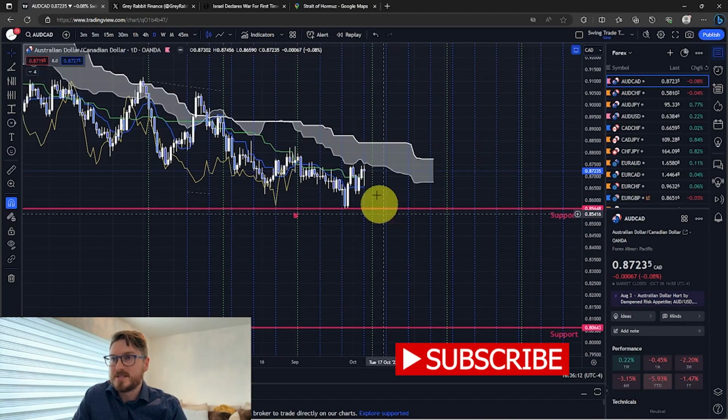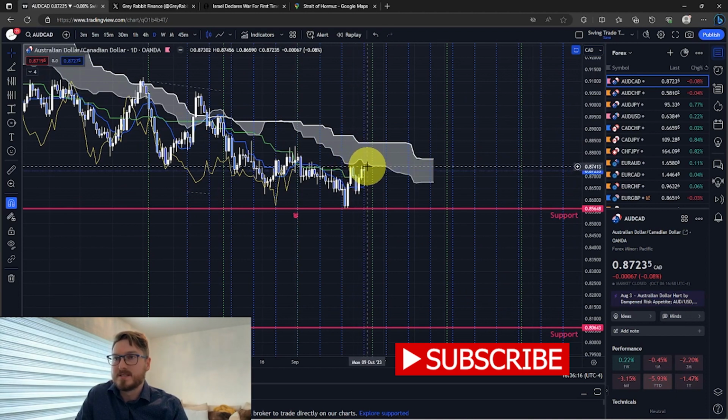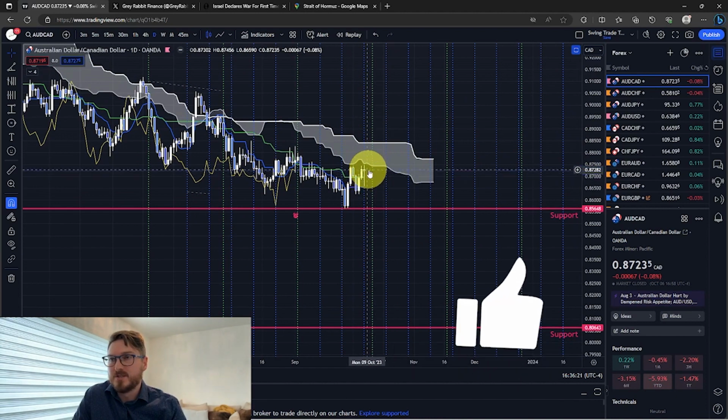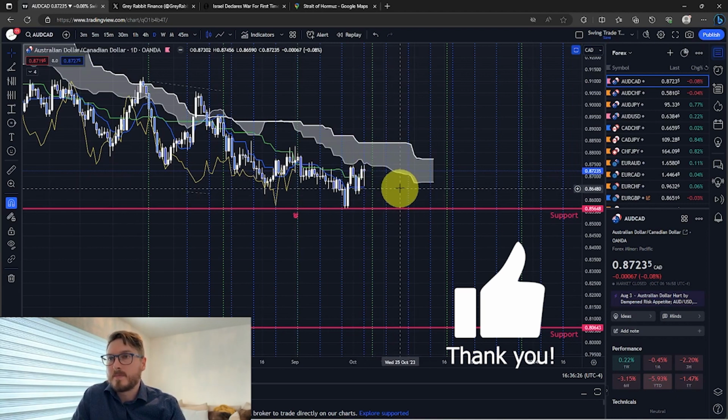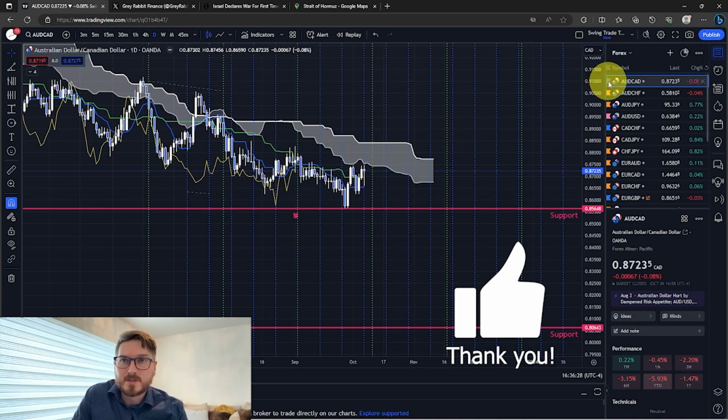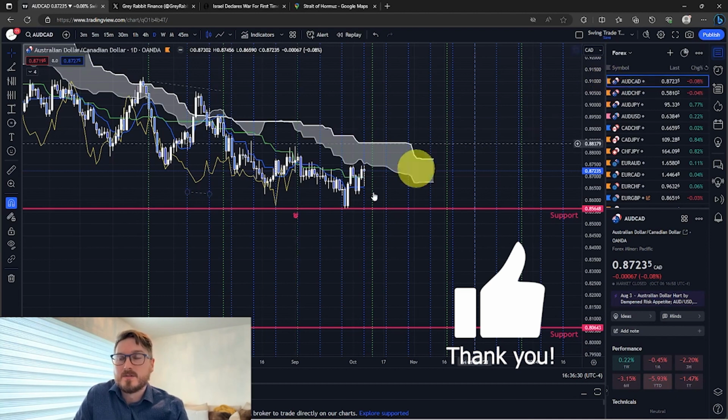As you guys can see, price has been resisted here on the daily chart by the Senkou Span A. And so right now, price is just hanging above the Kijun-sen and Tenkan-sen, so this is a ranging market.